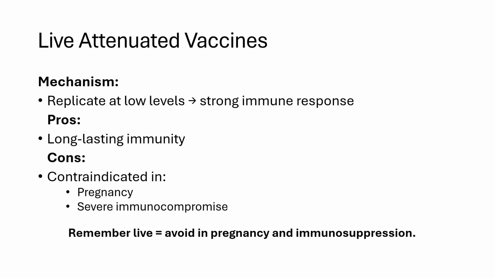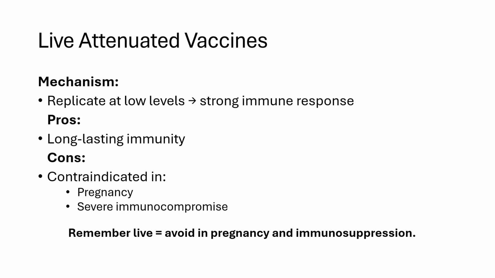Okay, so we're going to dive a little deeper into live attenuated vaccines and also subunit vaccines. Live attenuated vaccines are made up from weakened or attenuated versions of live viruses or bacteria, keeping in mind they can still replicate, but generally do not cause disease in healthy people. So what is the mechanism here? They replicate at low levels in the body, and this triggers a strong immune response similar to a real infection without causing disease. So these are very effective, often giving lifelong immunity after 1 to 2 doses.